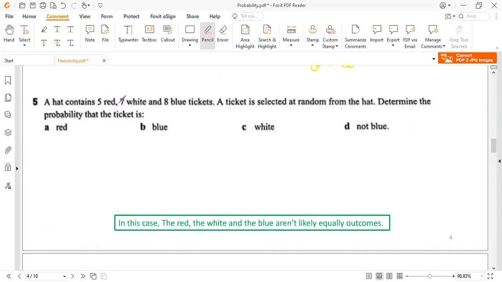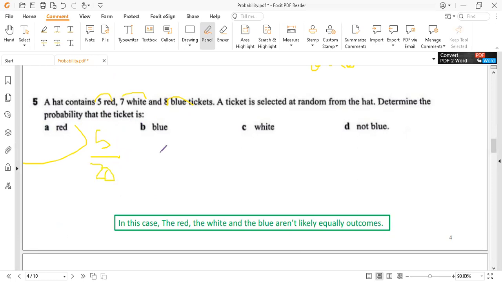A hat contains 5 red, 7 white, and 8 blue tickets. A ticket is selected at random from the hat. Determine the probability that the ticket is red. Okay. We should know that in this case, the red, the white, and the blue aren't equally likely outcomes, because we have 5 red, 7 white, and 8 blue tickets in the same hat. So normally for a red, it is 5 over the total, 5 plus 7 plus 8, equal to 20.